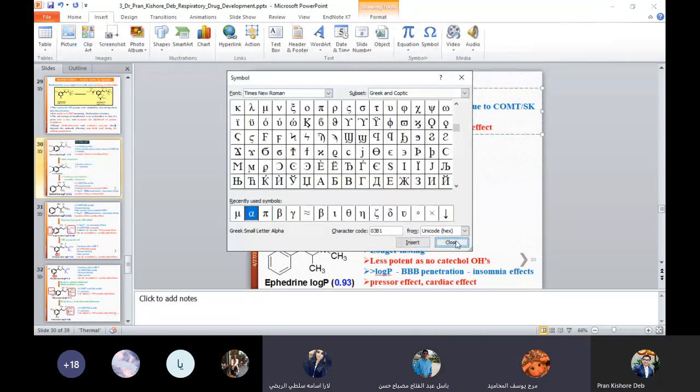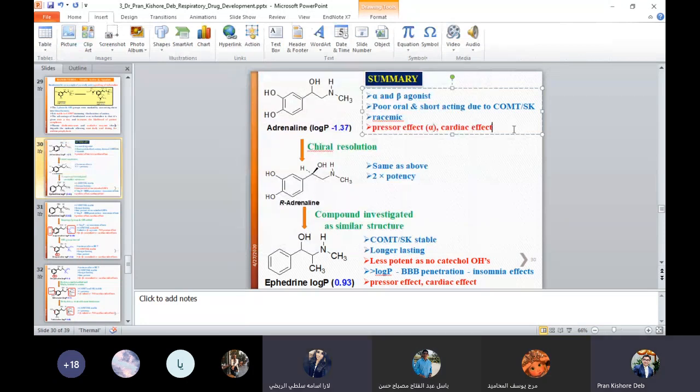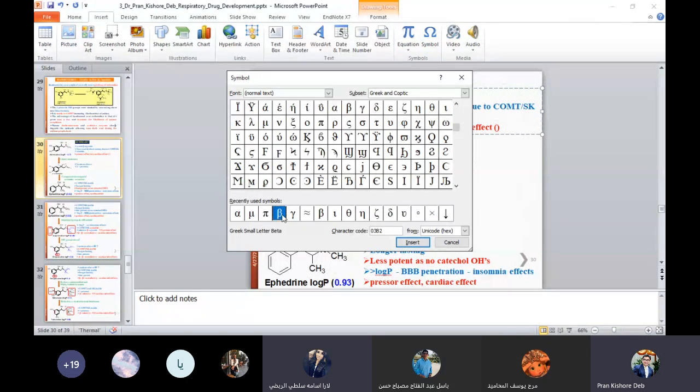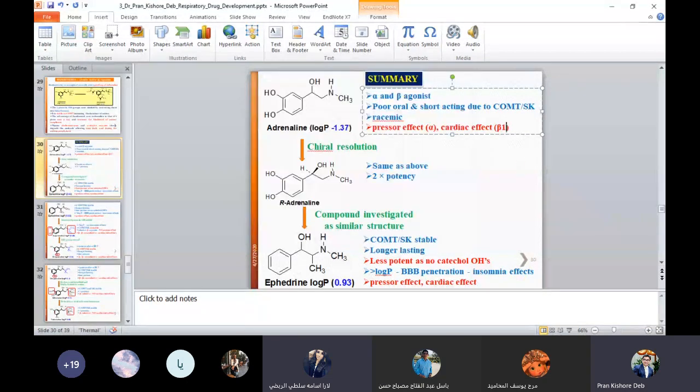CH3, the methyl group. Which functional group is responsible for this? Methyl group, right? Okay. So if you are able to understand this summary, you can answer any questions in the exam. Then we have seen the synthetic version was the racemic version, right?